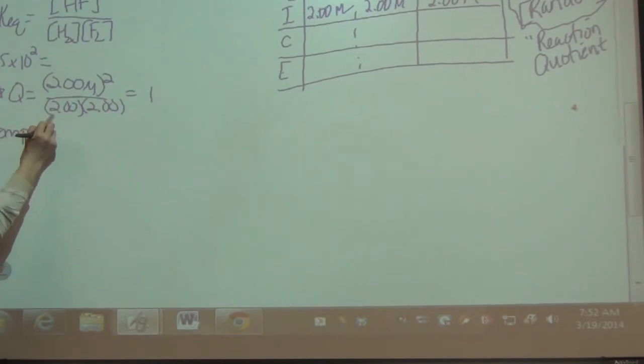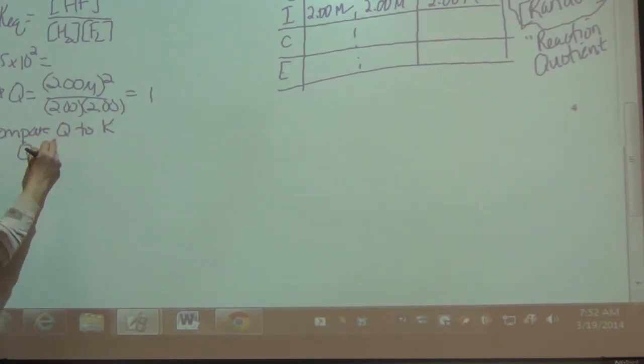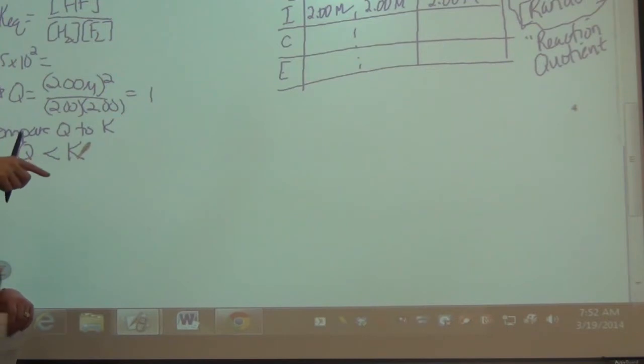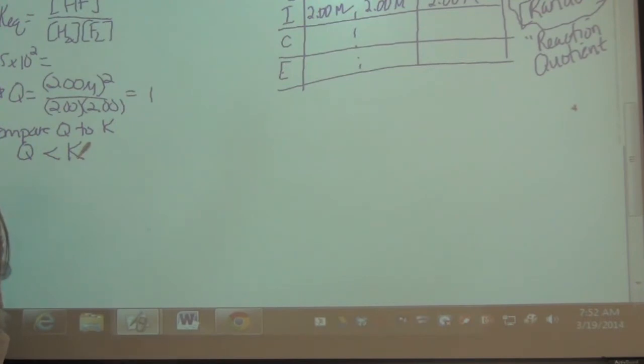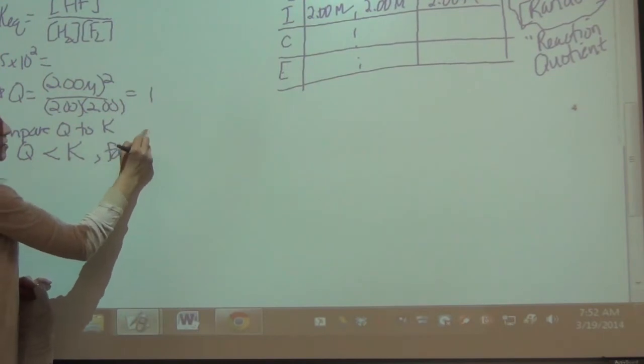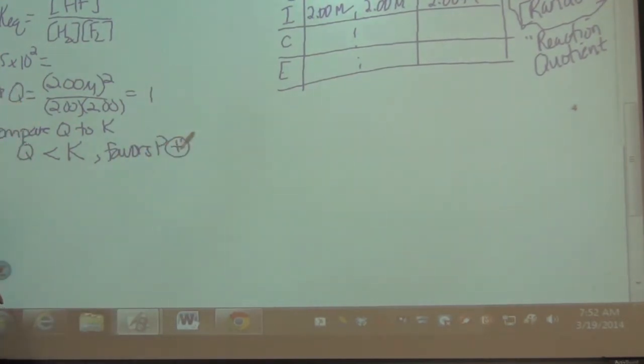Compare Q to K. If Q is less than K, then your Q value needs to increase until it gets to K. That means you need to add more products, because products are in the numerator, right? So you need more of the numerator added in. That favors products, which means you're going to add on the product side.